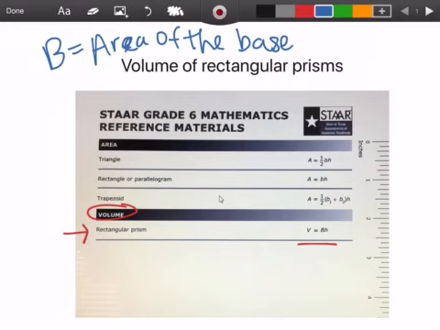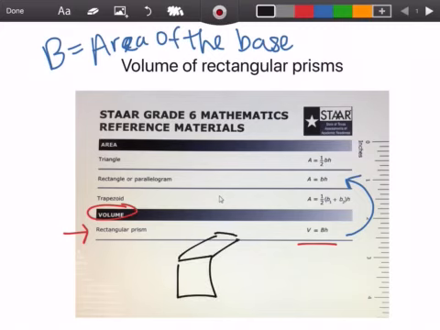So in a rectangular prism, the base is a rectangle. So this capital B stands for the area of the base, which is base times height. All right, so I'm going to draw a little sketch for you, and it's going to be pretty rough. But in a rectangular prism, we have a rectangle on the bottom of the shape. All right, this down here is our base, which is a rectangle.